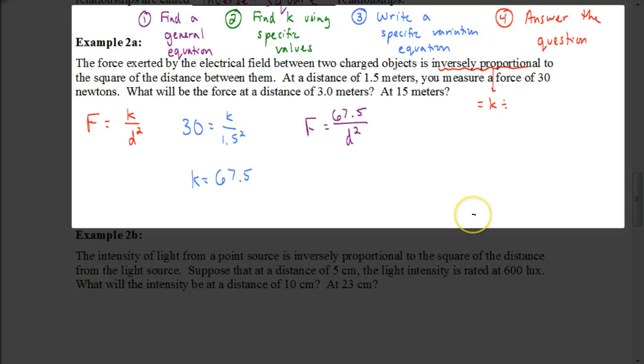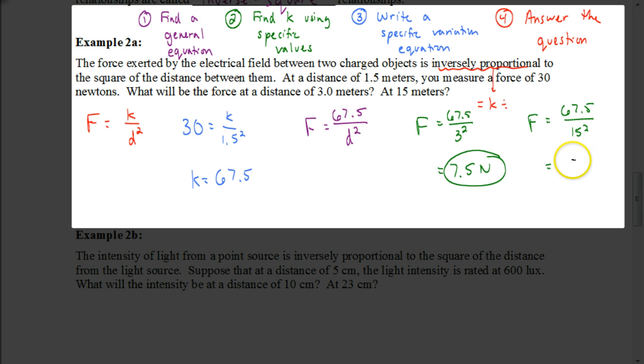It says, what will be the force at a distance of 3 meters? So I'm just going to put 3 in here for d. And when you do that on your calculator, if you take 67.5 divided by 3 squared, we get 7.5 newtons. Now, if they ask us what about at 15 meters? We're going to do the same thing, 67.5, this time divided by 15 squared, and we end up getting 0.3 newtons.